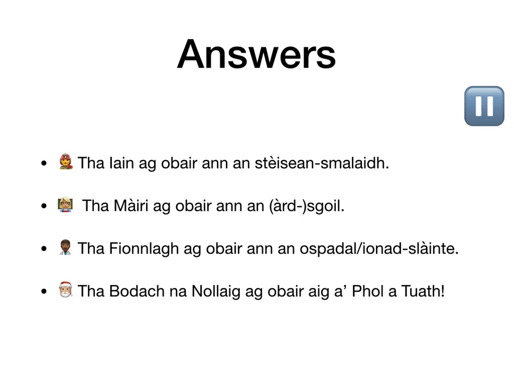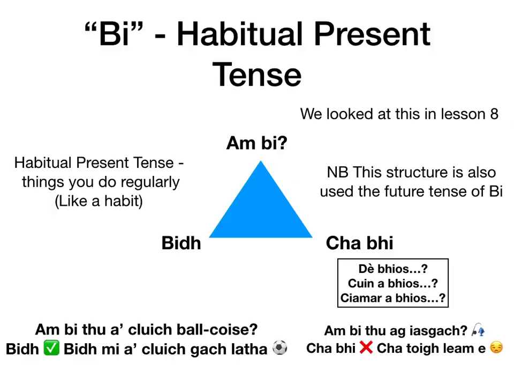And there you have the answers. Hopefully you got them correct. Now we looked at using B to talk about things that we do regularly in lesson 8. So again, remember we can use B for the future, like I will be playing football on Saturday. But if we played football regularly on a Saturday, we could say, I play football on Saturdays. It's all about context.